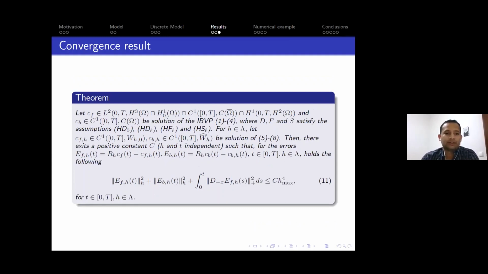Next, this is a theorem about convergence. Similarly to the previous result, we need to define the error, which is the restriction of the continuous solution of the system minus the approximation. This is for the first equation, and for the second equation similarly, and we can obtain an inequality of this form. Here h is just the step in space, and we ask h going to 0. Then from here we can show the convergence of the method.